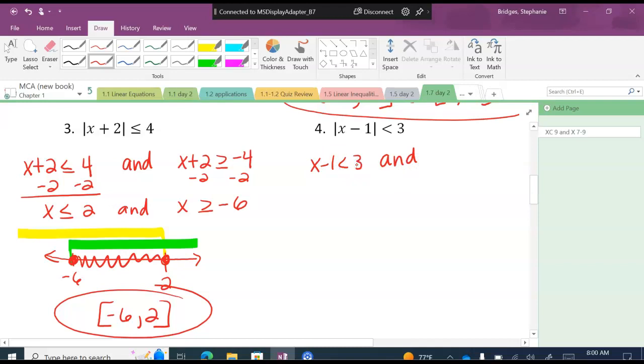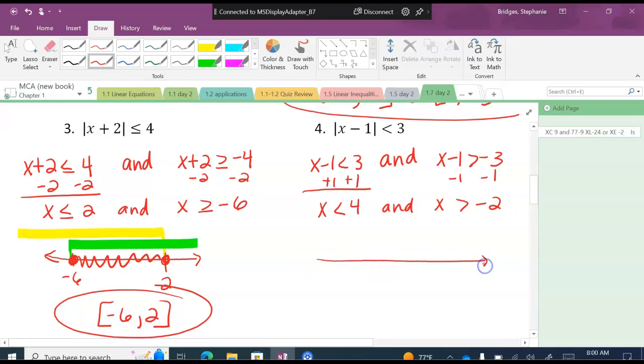The first one stays exactly the same. X minus 1 is less than 3, just without the absolute value bars. The second one is X minus 1 is going to be greater than negative 3. So I get X is less than 4 and X is greater than negative 2. Negative 2 is my smaller number, so it is going to go on the left. I am less than 4, that is open, and going to the left. I am greater than negative 2, which is open and going to the right.